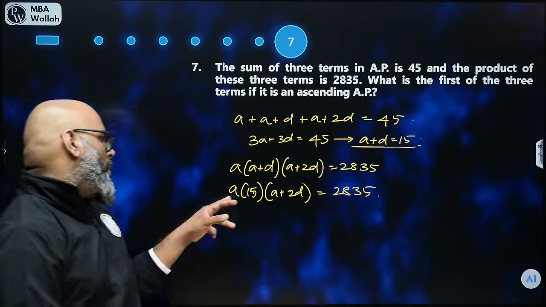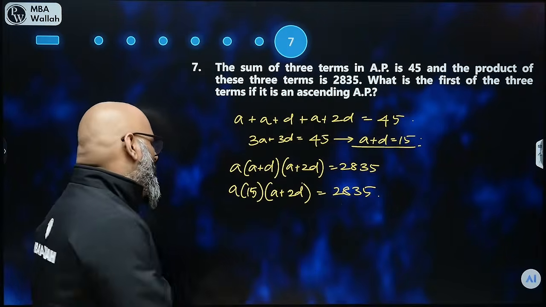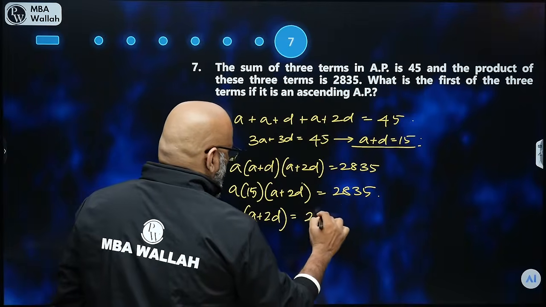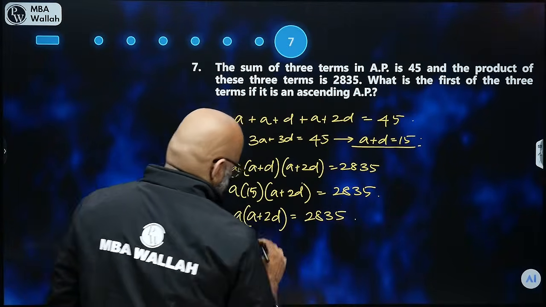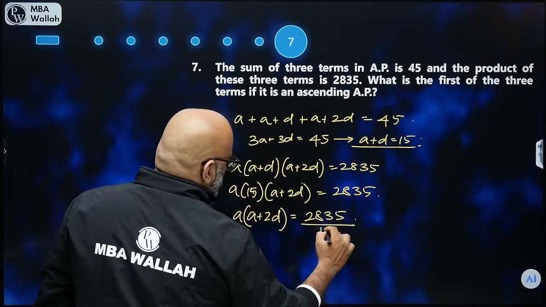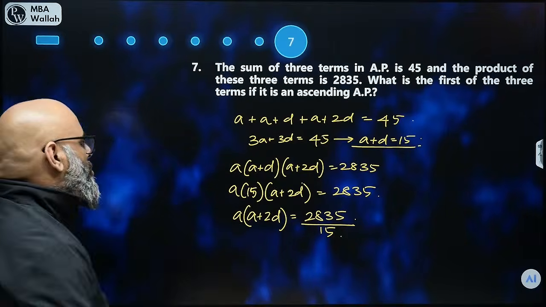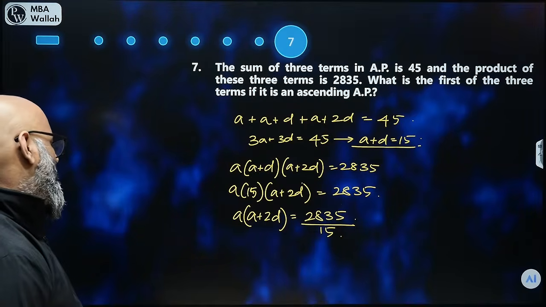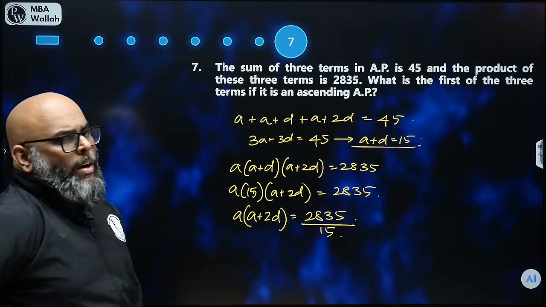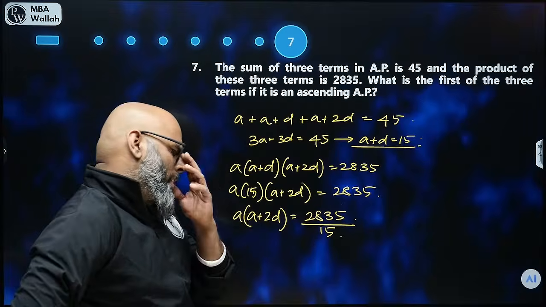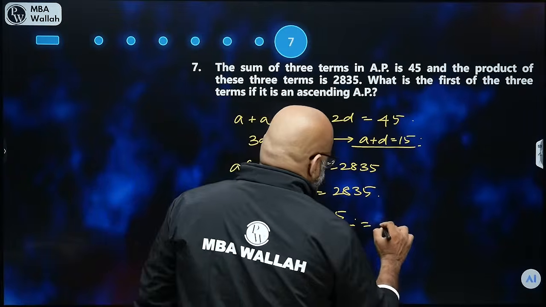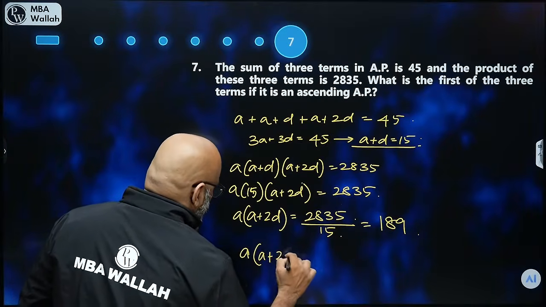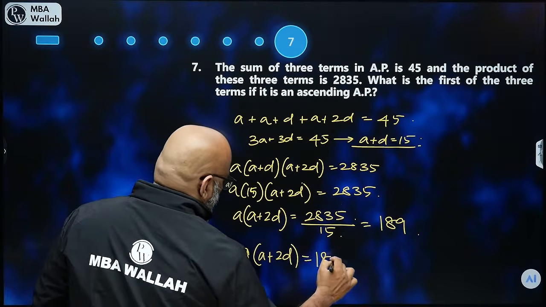What after this? You can probably divide this over here and then you will end up with A into (A plus 2D) is equal to 2835 divided by 15. What is 2835 divided by 15? 15 goes here, 15 times 8 is 120, 15 times 9 is 135, so 189. So A into (A plus 2D) is equal to 189.